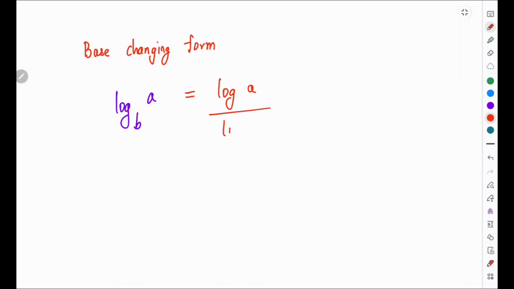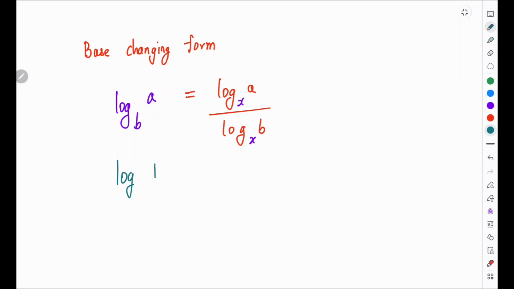Next one, you have something called the base changing form. So I have log a to the base b. I can write this one as log a divided by log b to any base. I can keep it as x also. That's my wish. I'll give you an example.